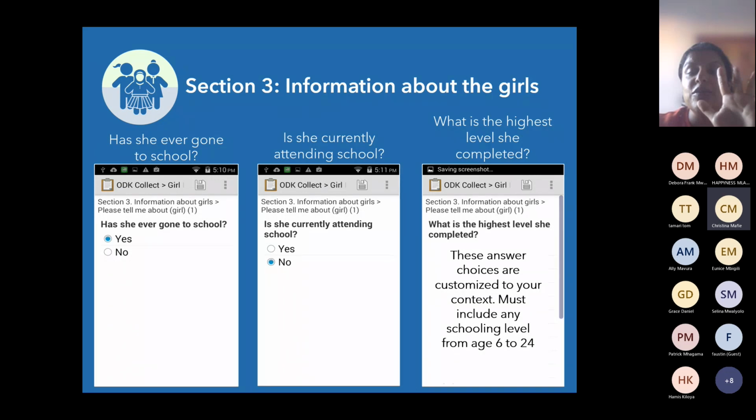So it will say what is the highest level she completed, and these answer choices are customized to your context. We have to include any schooling level from ages 6 to 24, including university, college, vocational school, any other kinds of schools that might exist. I have implemented the girl roster in Tanzania before, so I have these answer choices already. But I just wanted you to understand that this is one of the questions where the choices get customized for you.